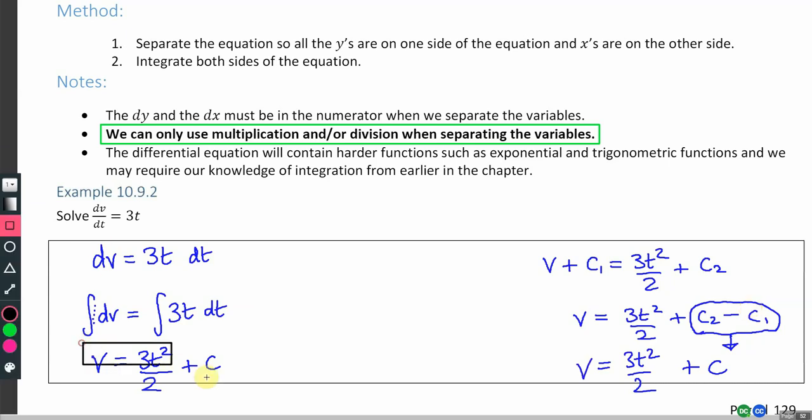So there we go, very short example. We've solved the equation. Solve in these differential equations means get rid of the derivative, and that's what we've done.